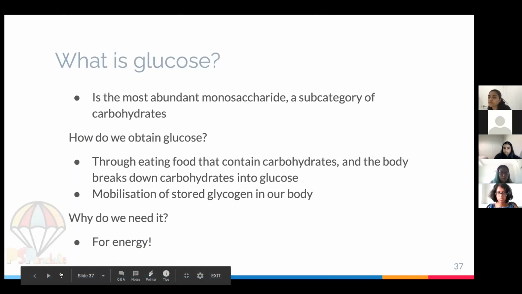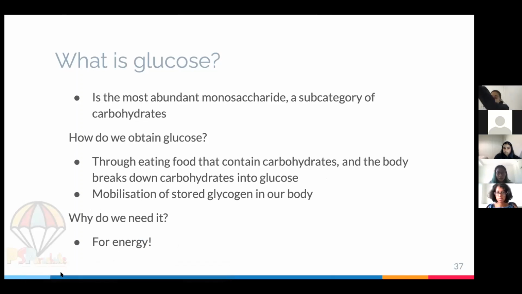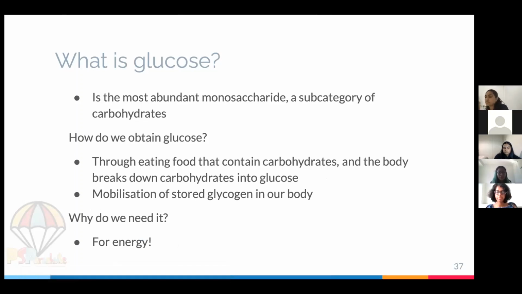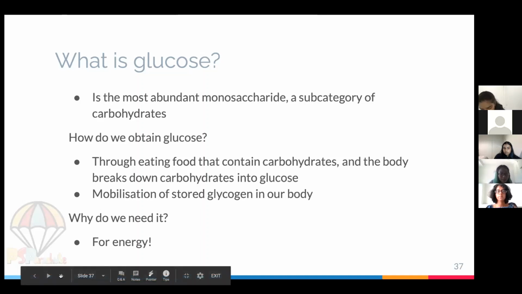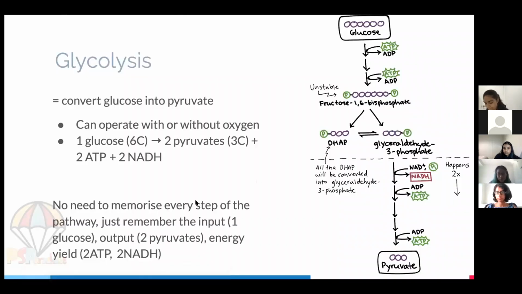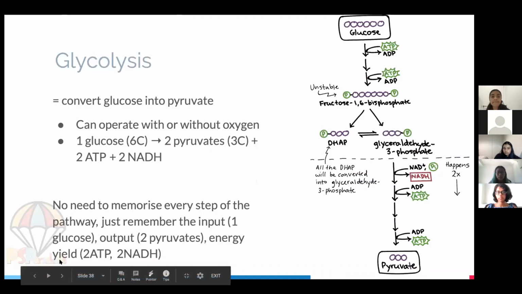Another way is to mobilize stored glycogen in our body. If you eat excess glucose, say you eat a lot of carbs, the body will store a part of the glucose away so it can be mobilized when we need it. And we do all of this just to get energy for our body. The first step of glucose metabolism is called glycolysis.